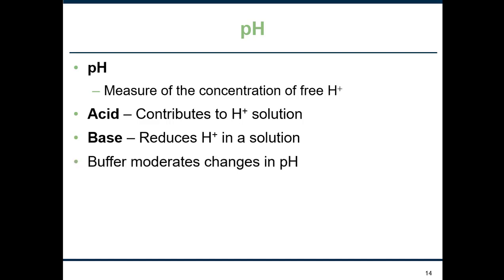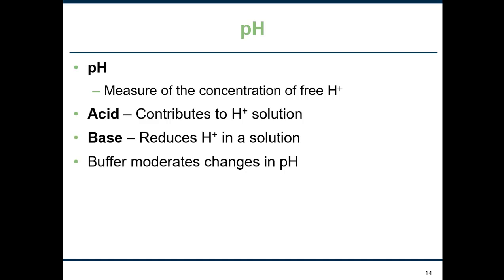A buffer is something that moderates changes in pH. Oftentimes a buffer has two components to it, a part that is slightly an acid and a part that is weakly a base, so a weak acid and a weak base. As more hydrogen is added into a solution, the buffer will take up that hydrogen. And as more hydrogen is taken out of a solution, the buffer will add more hydrogen to the solution. So it offsets either acids or bases that are being added to that particular solution.